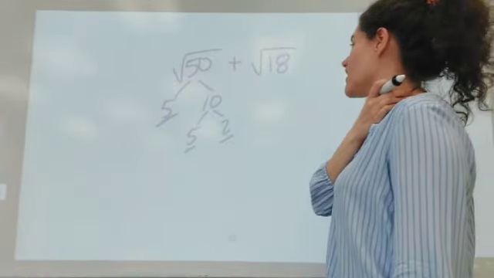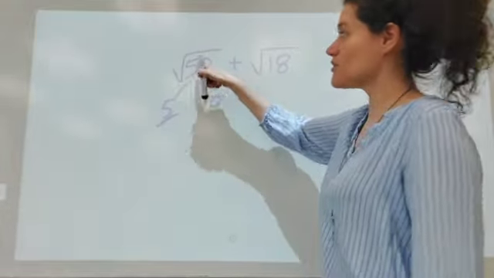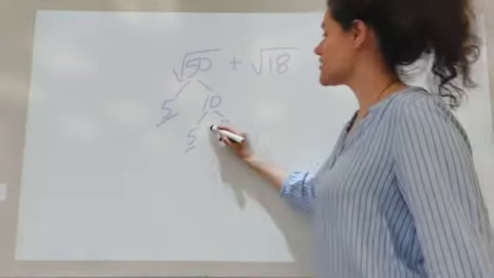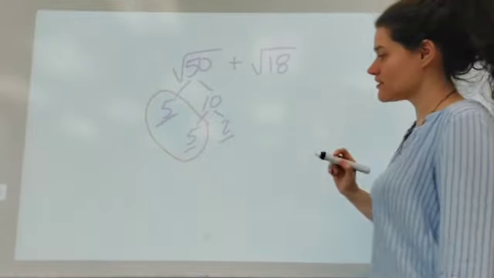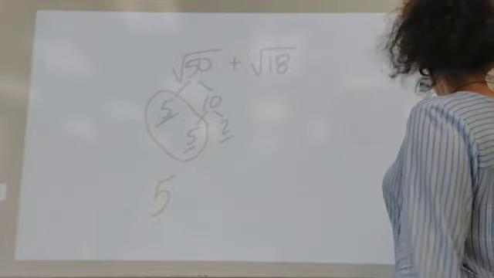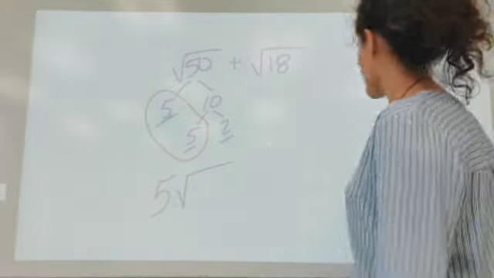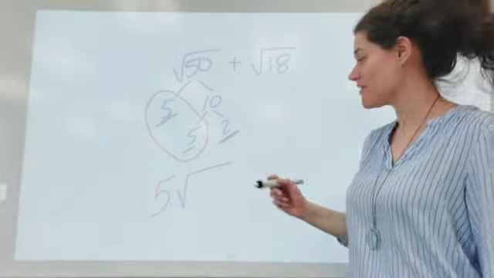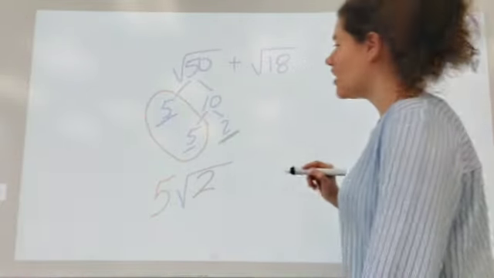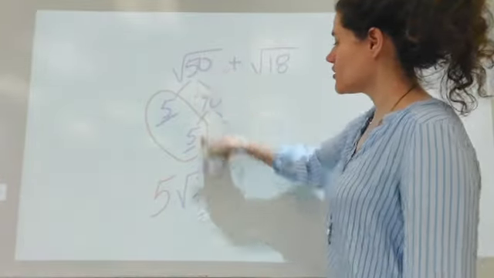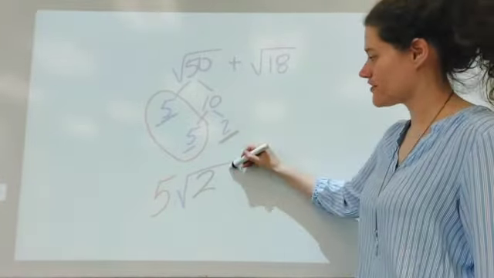All right. Here I'm looking for groups of 2 because my index is 2. So I have this group of 2 5s. So a 5 can be on the outside of my radical. And then this 2 doesn't have a match, so it's going to stay on the inside. So that is simplifying the square root of 50.